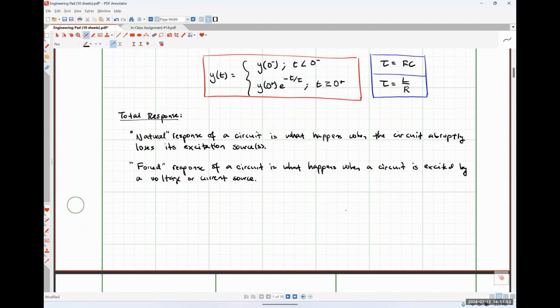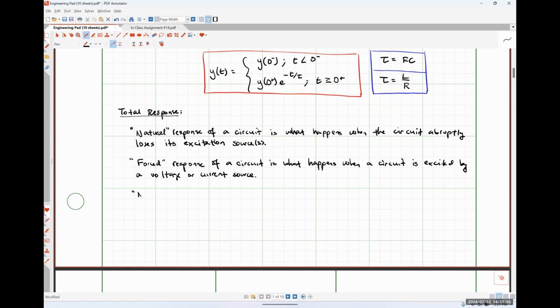And then lastly, the natural response, sorry, not the natural response, losing my mind today. My apologies. The total response is the combination of the natural and forced responses.